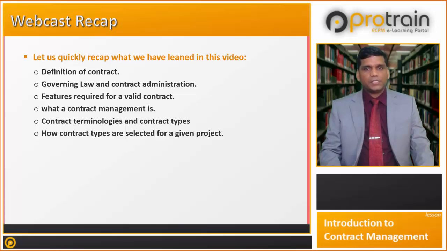We also discussed what contract management is. We talked about contract terminologies such as offer and acceptance, contract types, and how the contract types are selected for a given project. We also learned that if the contracts are not managed properly, it can reflect poorly on the project budget, company's operations, public reputation, and customer service.